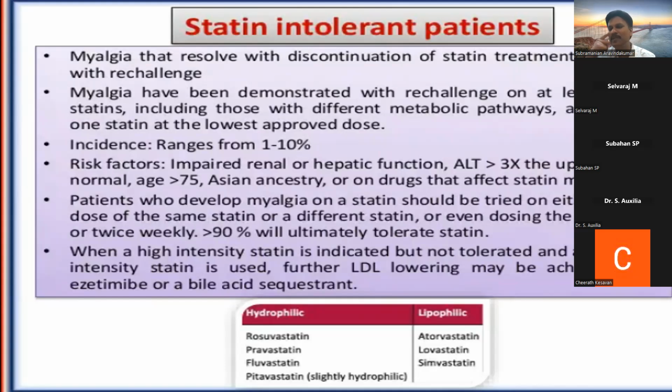Think of other causes: hypothyroidism, renal failure, physical activity, repeated consumption of grapefruit juice. All these things you have to control. Vitamin D deficiency, all these things you have to control. Once it is controlled, most of the time a statin is the safest drug. So in my practice, I don't remember when I stopped a statin where nothing happens.